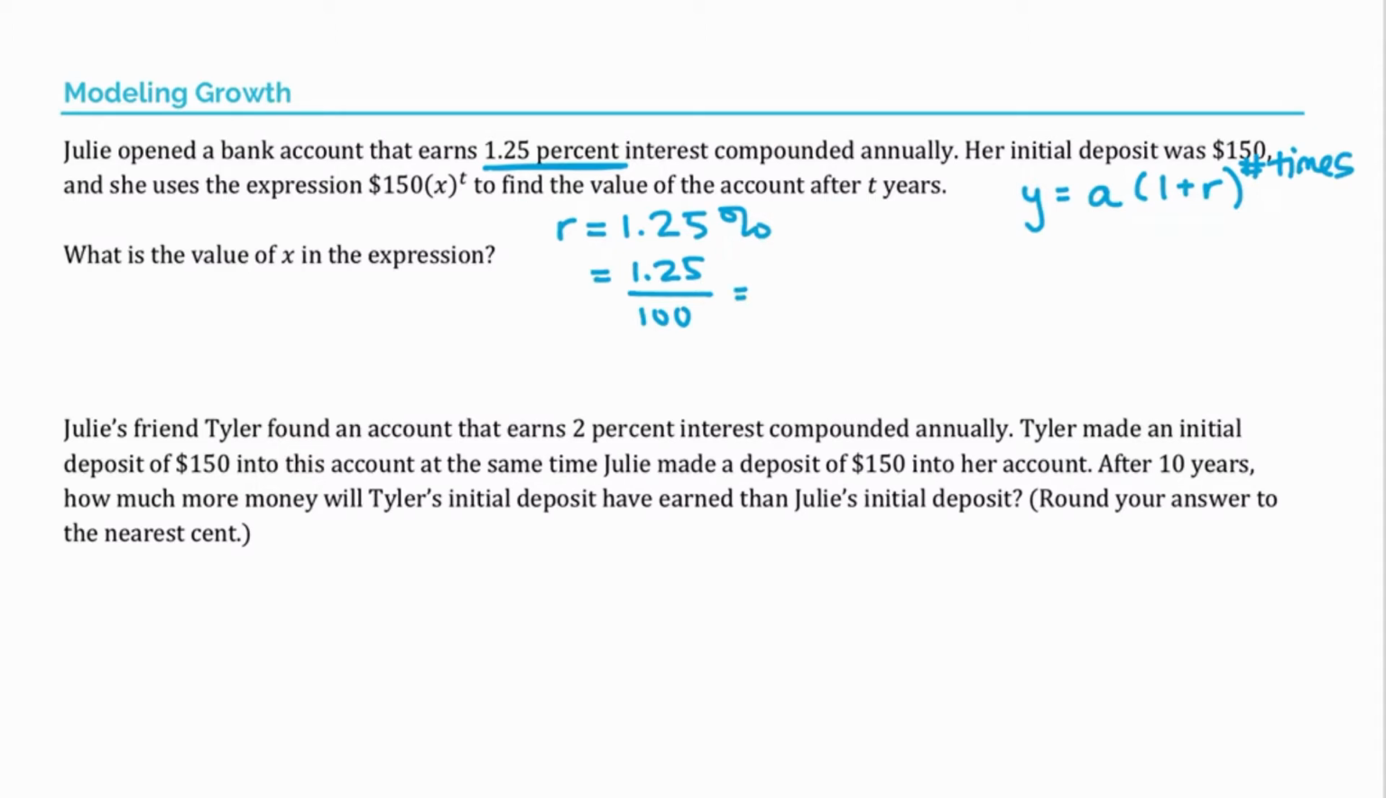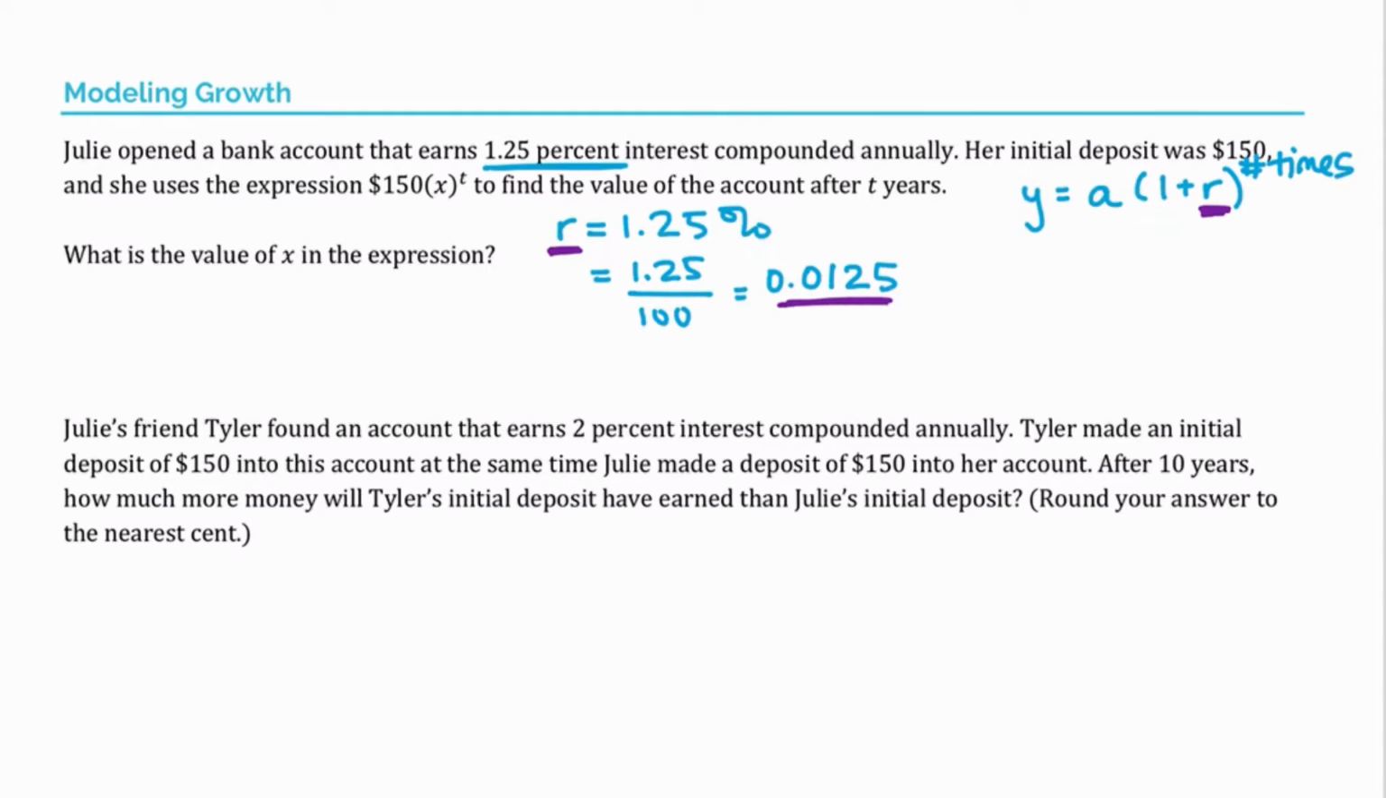1.25 divided by 100 is the same thing as moving that decimal 2 places to the left. So that turns into 0.0125. So we now have our value for R. That is 0.0125, and notice here is that R in our equation. Okay, back to the question.